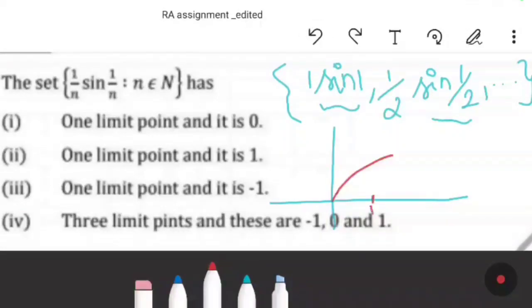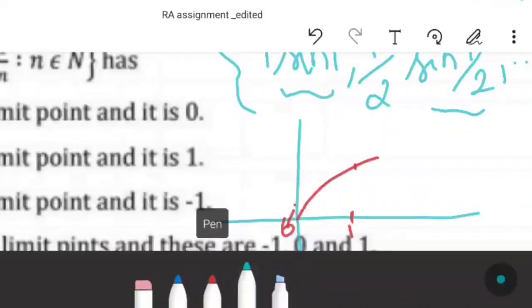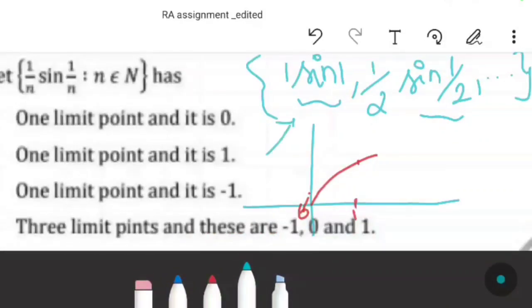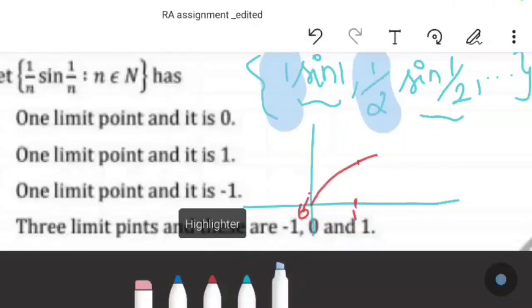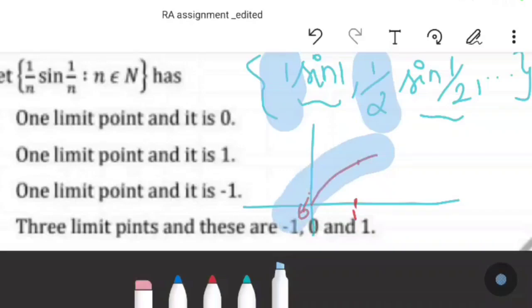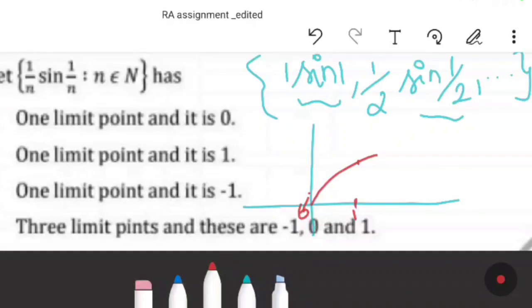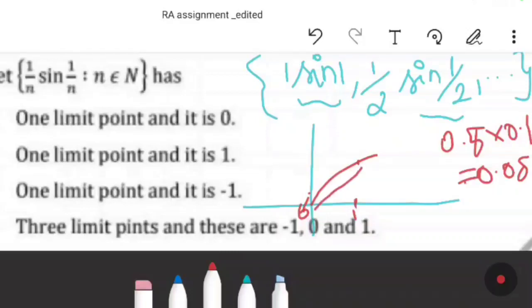So this is my 1 and this is sin 1, so this is my graph of sine from 0 to 1. What I'm doing is, I have to multiply this sine graph with the values: at 1, I have to multiply with 1, at 1/2 I have to multiply with 1/2, right? You know the behavior of points that lie between 0 and 1: if I multiply 0.5 or 0.8 into 0.1, it becomes so small. So my graph would be like this.